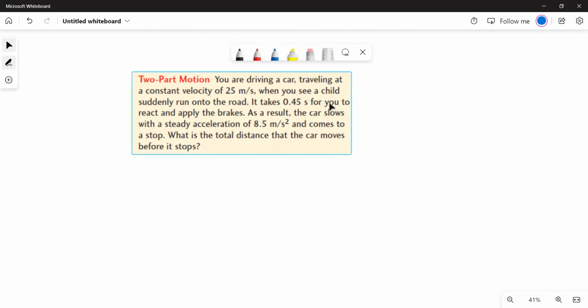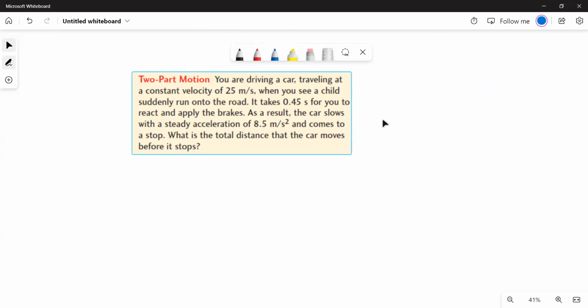See the problem. You are driving a car, traveling at a constant velocity of 25 meters per second. When you see a child suddenly run onto the road, it takes 0.45 seconds for you to react and apply the brakes. As a result, the car slows with a steady acceleration of 8.5 meters per second square and comes to a stop. What is the total distance that the car moves before it stops?